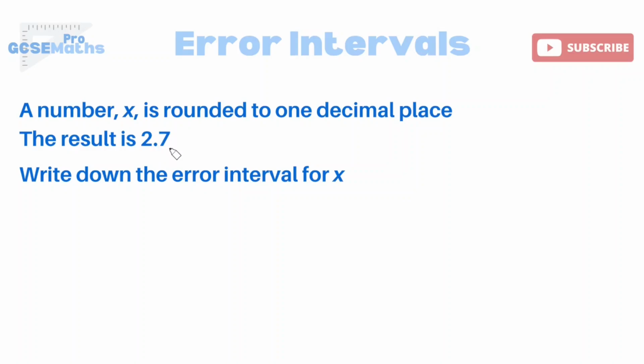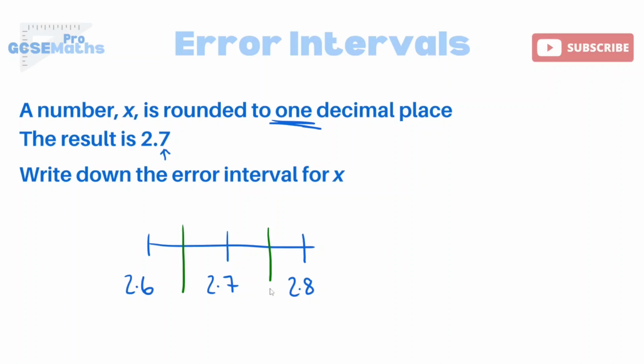So 2.7, if we think about it to one decimal place, we're looking at 7. And the way I normally do it when I'm looking at upper and lower bounds is I tend to draw a number line to visualize it. I put 2.7 here and we go, okay, it's to one decimal place. So what's one decimal place above is 2.8. What's one below? 2.6. Now obviously if it's 2.6, you're not going to round it to 2.7, are you? So what we actually want is halfway between these two.